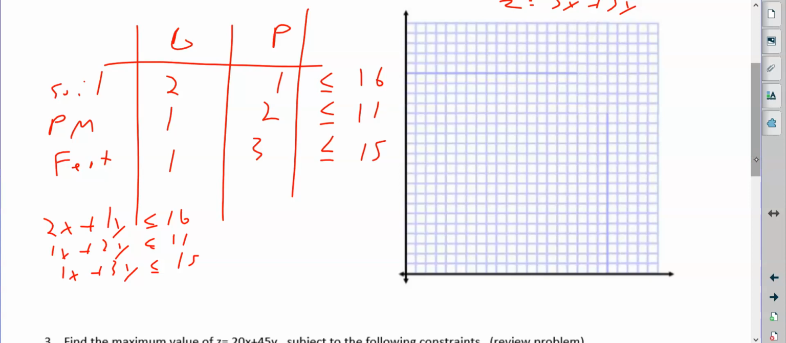So if I do the cover-up method, y is 16 on the first one. So 1, 2, 3, 4, 5, 6, 7, 8, 9, 10, 11, 12, 13, 14, 15, 16. Right there. And x is 8. 1, 2, 3, 4, 5, 6, 7, 8. Okay? And then we're going to connect those.